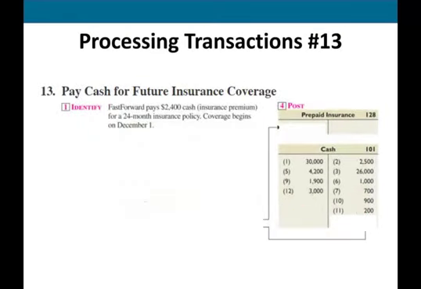Transaction 13. Fast Forward pays $2,400 cash. Cash will go down. Insurance premium for 24 months. Insurance coverage starts December 1st. If I paid cash, cash is going to go down. What did I pay cash for? For insurance. Now I paid in advance for 2 years.